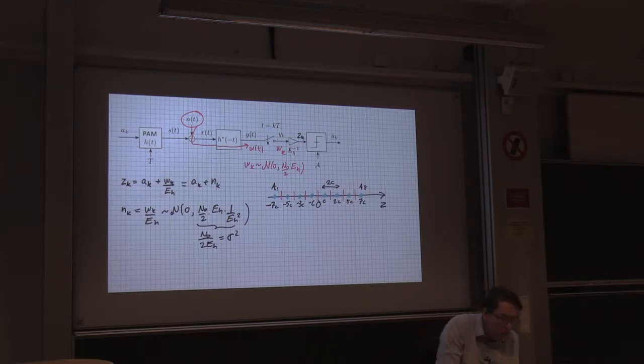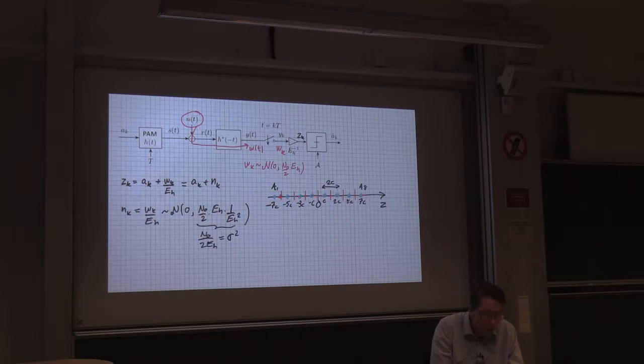And what we would like to do now is to say what is the probability that we end up in the wrong decision region. So for simplicity, suppose that we transmit this constellation point, A1. Okay? Suppose that this is what we transmitted. When do we make an error? Well, we make an error when the input Z is to the right of the decision boundary, because then we end up in this decision region, this decision region, or whatever, right?